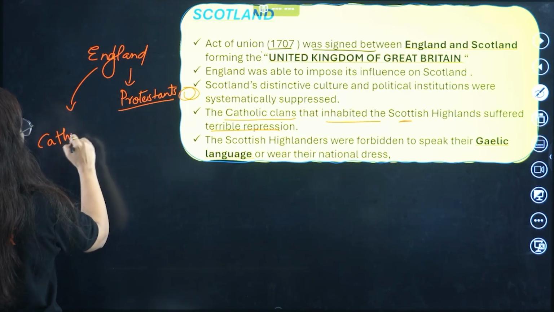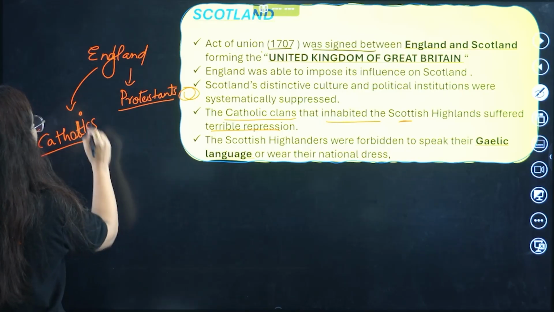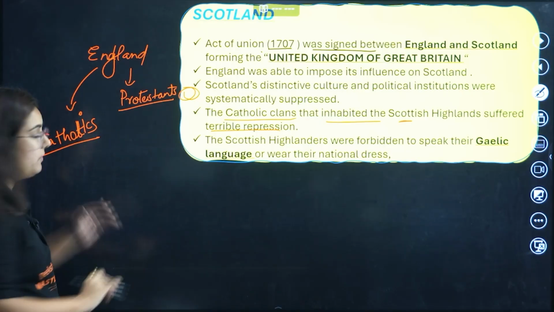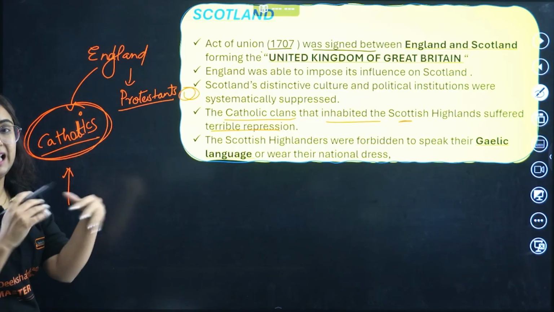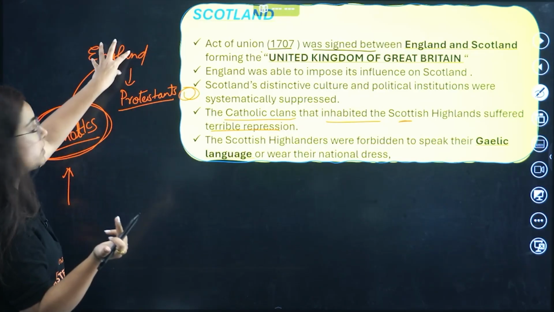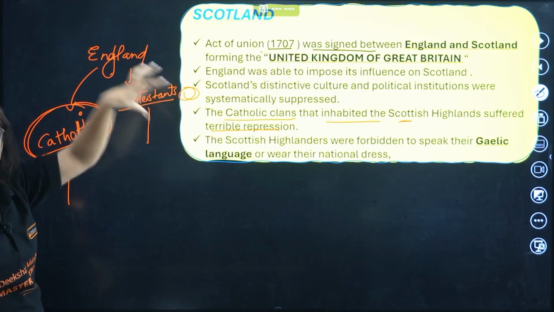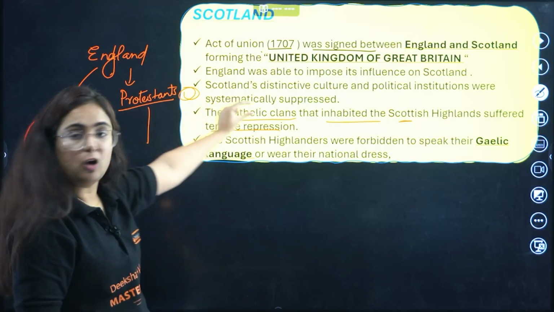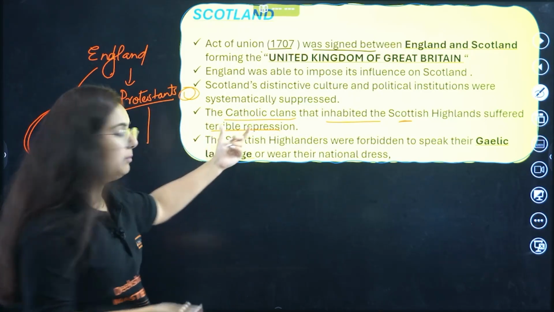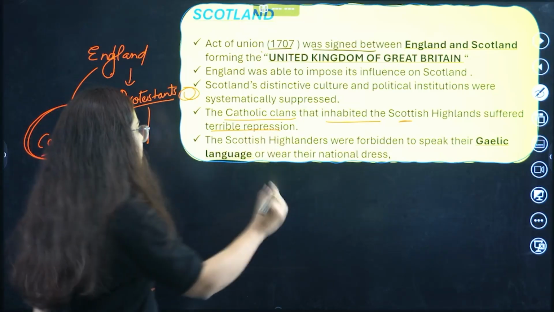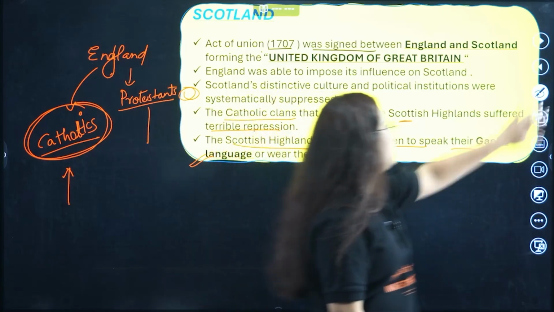However, in Scotland, these Catholic people were dominant, but obviously, when the Britishers came to power, they tried to establish the power of Protestants over Catholics. So, Catholic people were not happy. The Scottish Highlanders were raising their voices, but every time they were terribly repressed. The Scottish Highlanders were forbidden to speak their Gaelic language or wear their national dress.